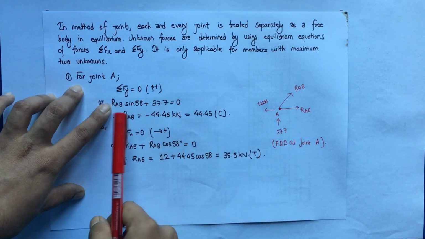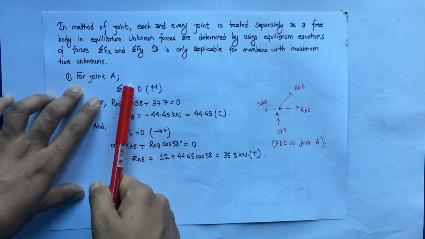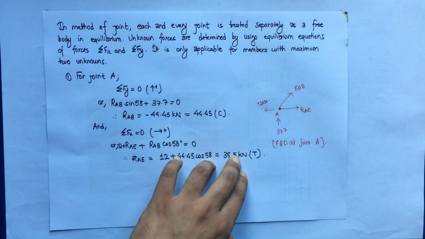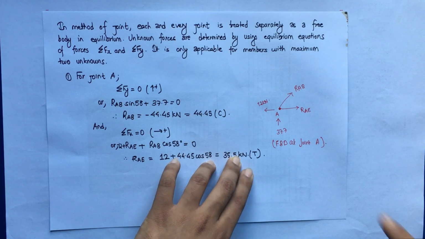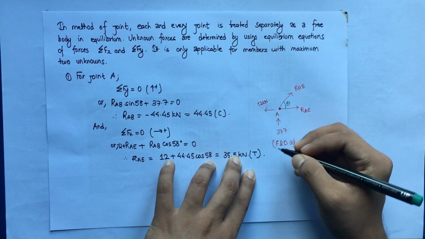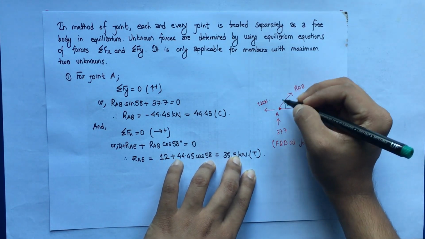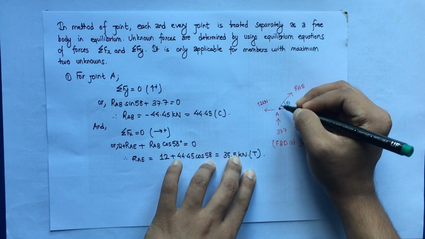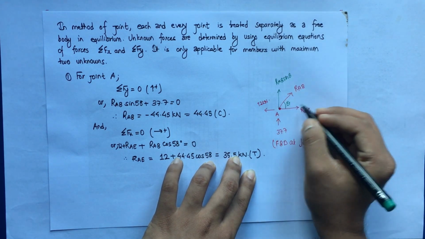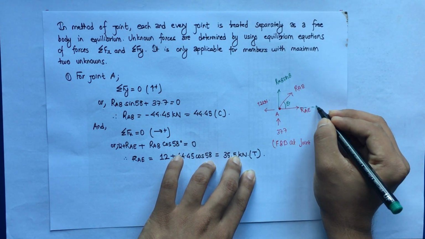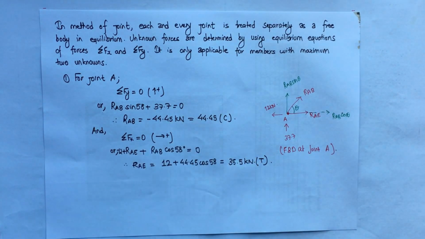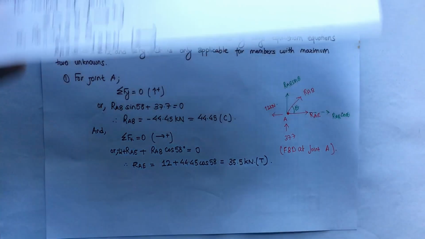So again the same idea, using the equilibrium equations. Summation Fy is equal to 0, taking upward as positive. Here you can see a member is in an inclined position, so the force has to be resolved in horizontal and vertical directions. With this angle theta, we can resolve this force. For this force RAB, the vertical component will be RAB sine theta, and similarly the horizontal component will be RAB cos theta.